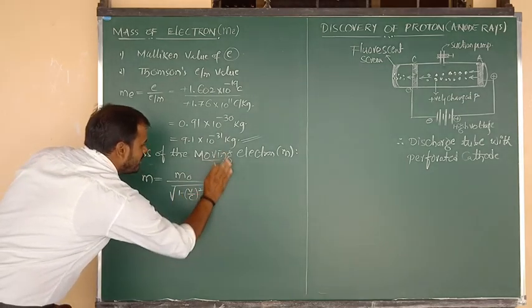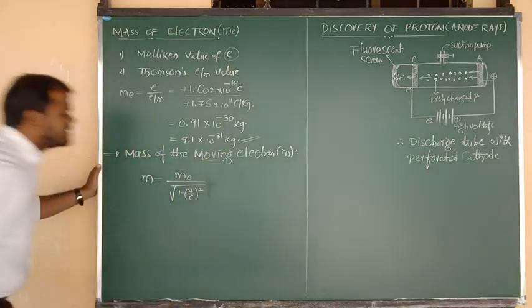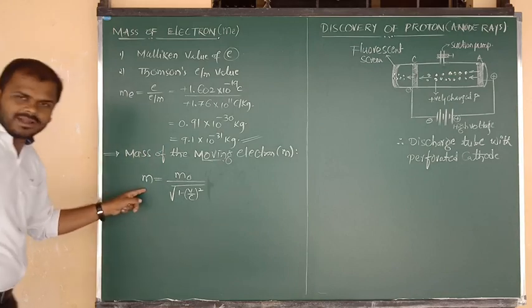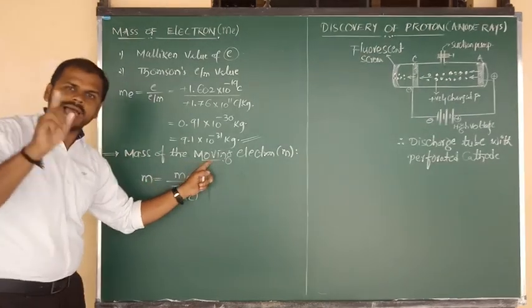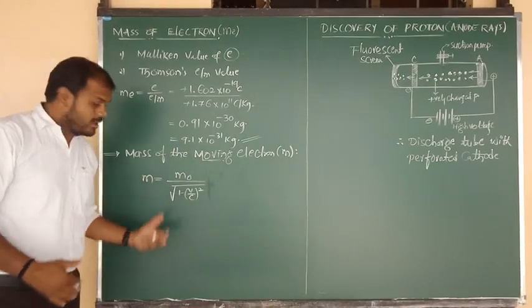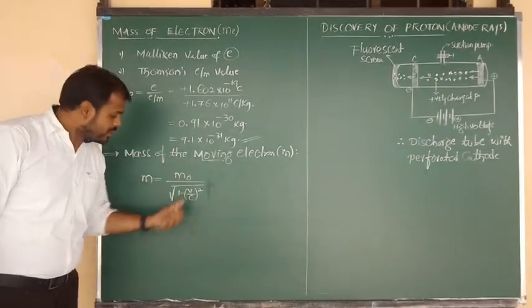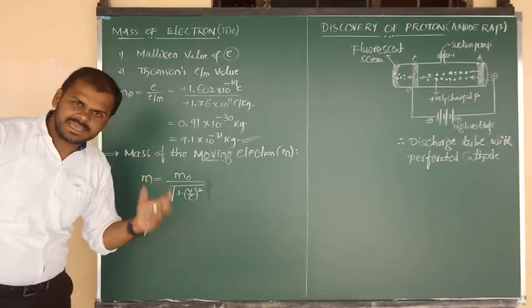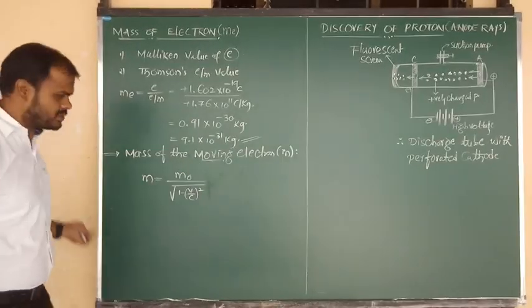1 minus V by C whole squared. This is the formula we have to use to calculate the mass of the moving electron which is moving around the nucleus. Okay, right. Sir, what is meant by M naught, what is meant by V, what is meant by C? The terms I am going to introduce now.